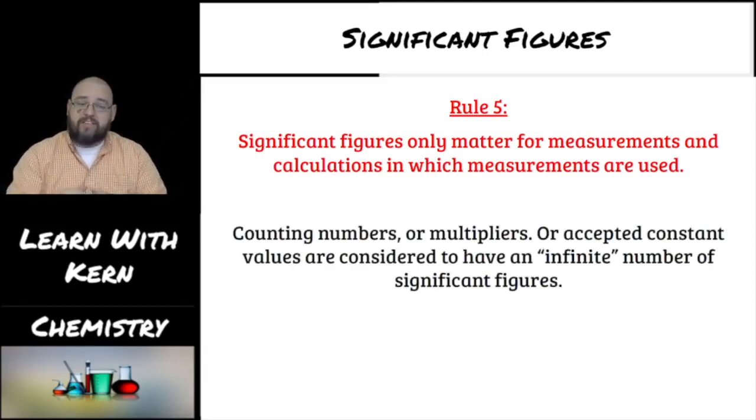So what do I mean by that? Things like counting numbers or multipliers or accepted constant values are considered to have an infinite number of significant figures. So we basically ignore their significant figures. And we say they're an infinite number, you'll see, because when we do calculations, how we deal with our significant figures always deals with whatever's the fewest number of significant figures. So we say they have an infinite. So no matter how many significant figures my measurement has, a constant or a counting number is always going to have more because it's an infinite number. So when I say a counting number, that would be like I have 12 of something. If I'm going to multiply something by 12, a multiplier is a number that does not have significant figures.